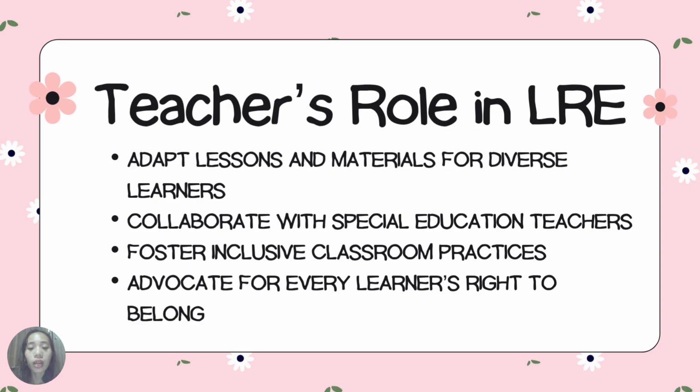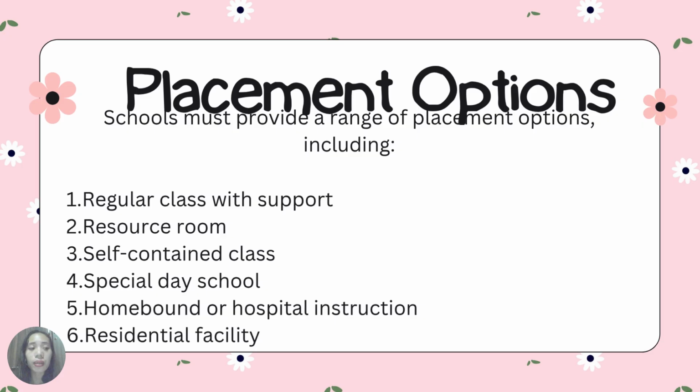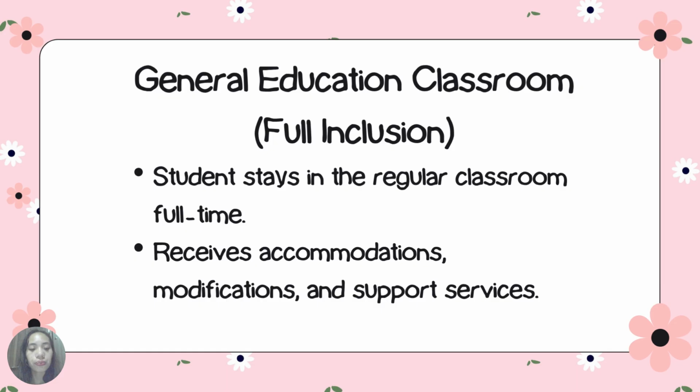Okay, so that's all for LRE. Now we move on to the placement options. Schools must provide a range of placement options, including first the regular class with support, second the resource room, third the self-contained class, special day school, homebound or hospital instructions, and residential facilities. Okay, first we have the general education classroom. The student stays in the regular classroom full time, and receives accommodations, modifications, and support services.